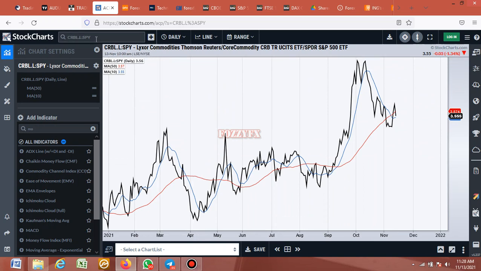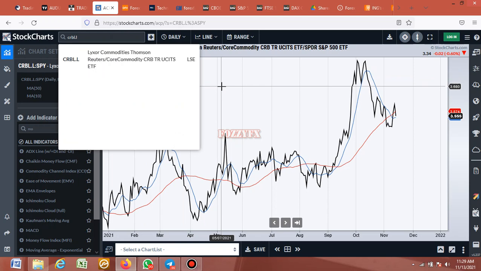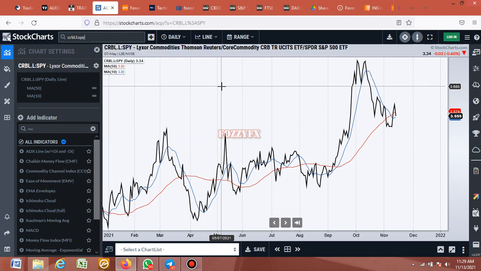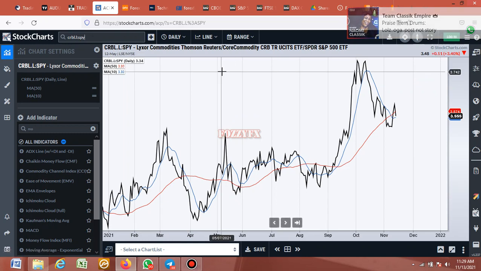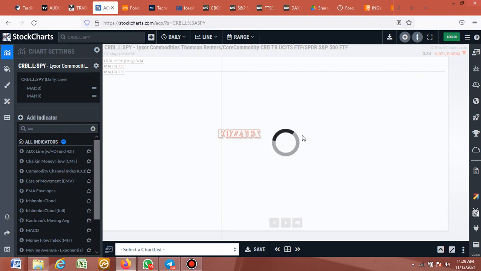So when you come to stockchart.com, let me just show you how I do this stuff. You just come to stockchart.com, you type CRBL.L. Then you add this. Then you just type SPY. So SPY represents S&P on the ETF market. So it represents the S&P. So we want to be pairing commodities versus stocks. So when you press that, it just loads.